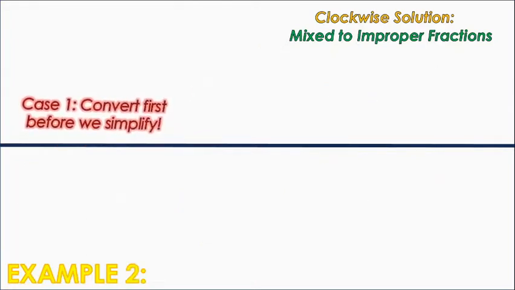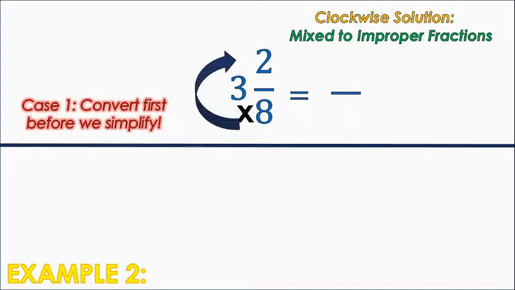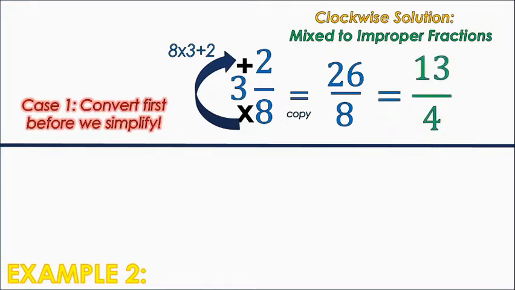Case number 1. Convert first before we simplify. Let's use 3 and 2 over 8. Following the clockwise solution, there we have it: 8 times 3 plus 2. It will give us 26 over, copy the same denominator, which is 8. Now, let's simplify it by dividing both numerator and denominator by 2. 26 by 2 will give us 13, and 8 by 2 will give us 4.